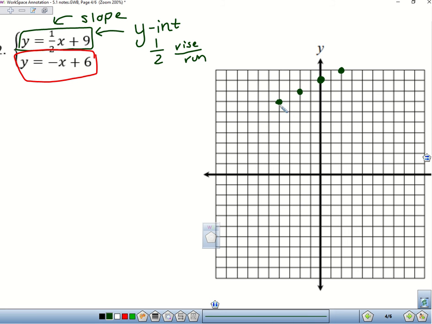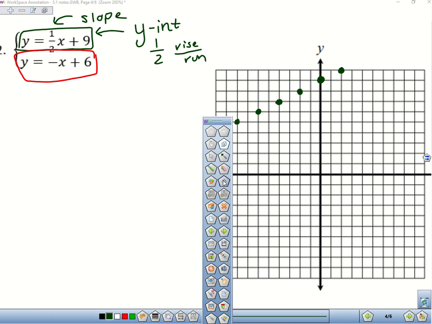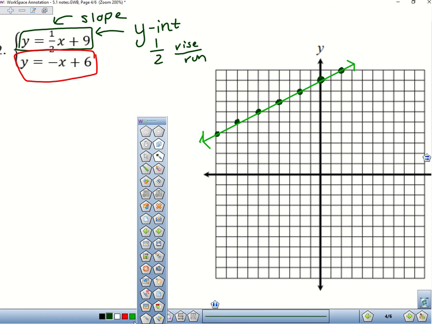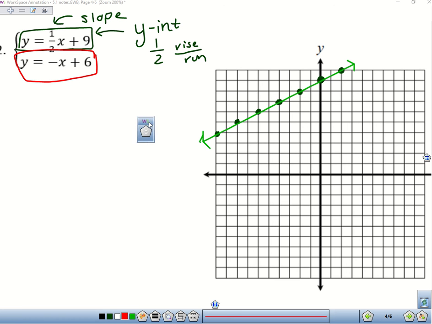So you can kind of see how you just continue that line basically out this other direction, like that. And once you have done all of that, you're just going to connect it. It's just going to be one big line like this, just like that. And then you're going to graph the other one.